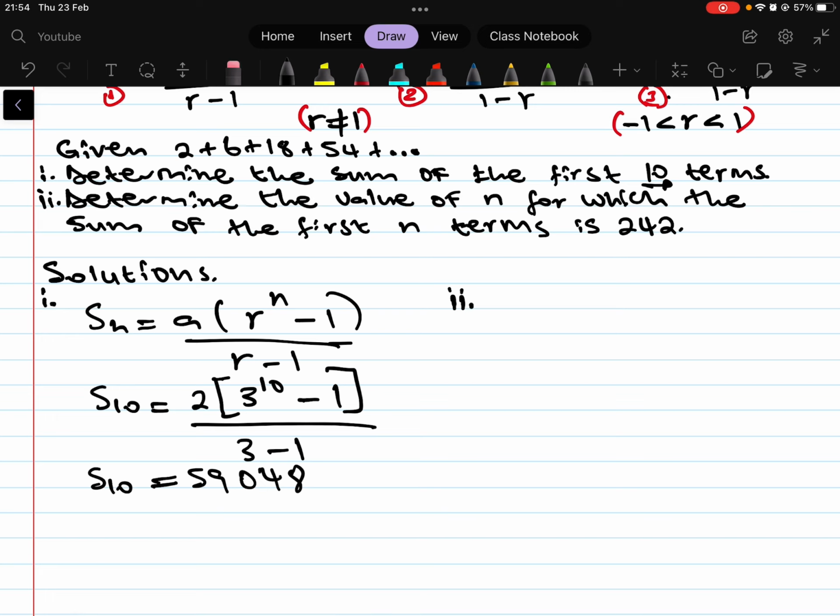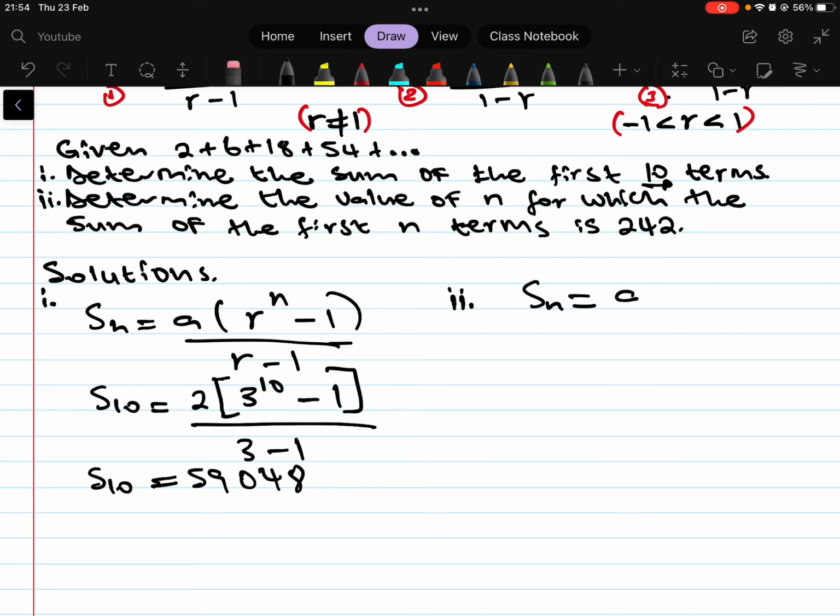Another way in which you could apply the equation is in question 2. They are saying determine the value of n for which the sum of the first n terms is 242. So they gave you the sum of the first n terms. Now they're just asking you to determine what n that is. Basically, it's similar to the first question. We're just now working in reverse.